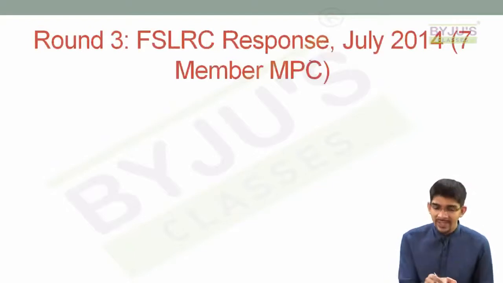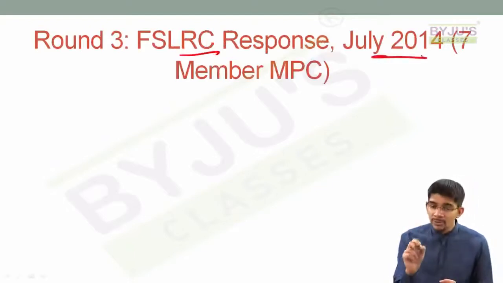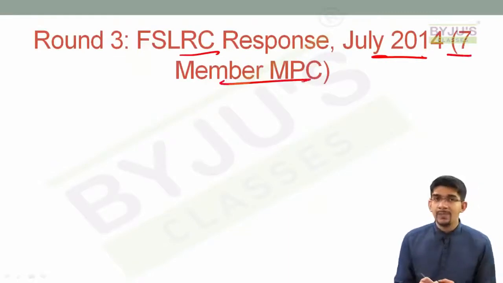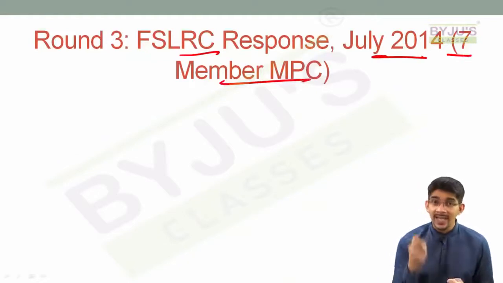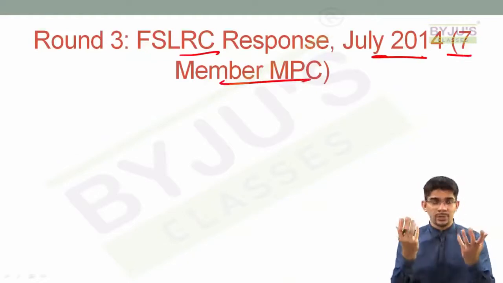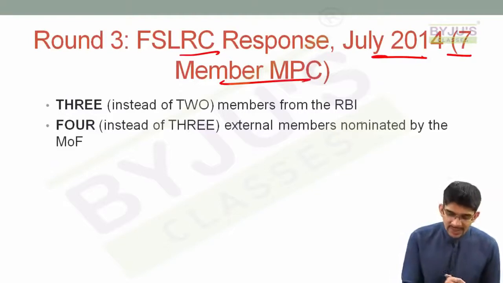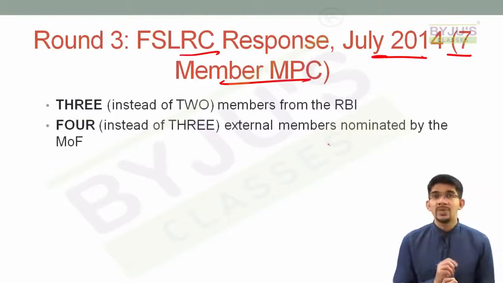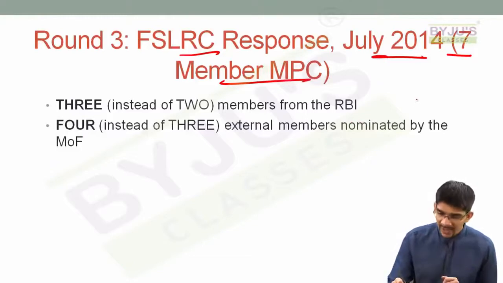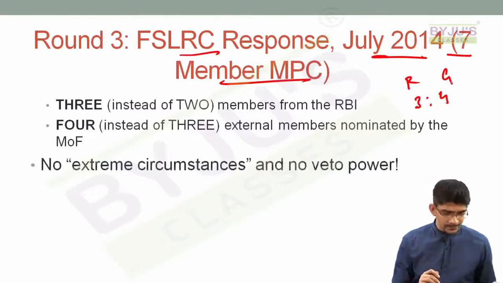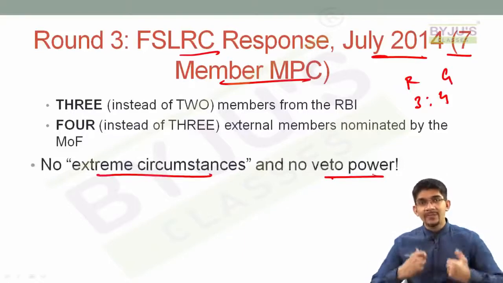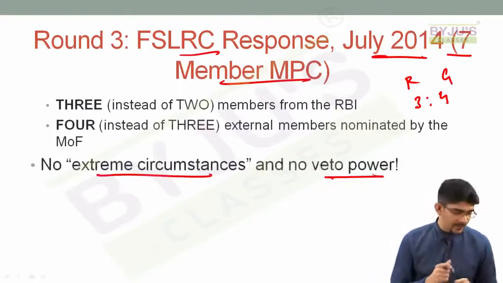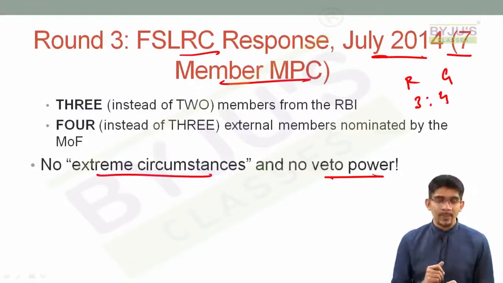Now, the next response came from FSLRC, which came out in July 2014. They again recommended a 7-member MPC, but this time they are more stringent. Government is trying to take even more power from RBI, and which is where a lot of controversy erupted. So according to this, there will be 3 members from RBI and 4 external members nominated by the Ministry of Finance. So we suddenly have a 3:4 ratio between RBI and government under this proposed architecture. There will be no extreme circumstances, there will be no veto power. So all the power has been taken away from RBI in this round 3, which is why a lot of controversy came out.